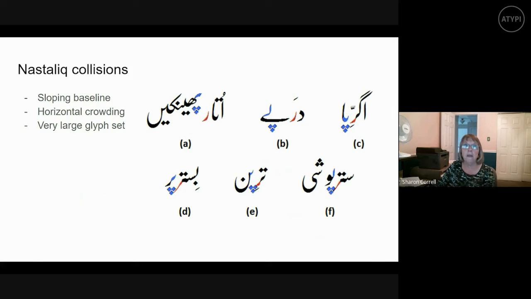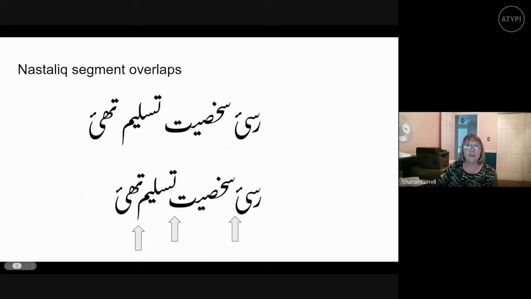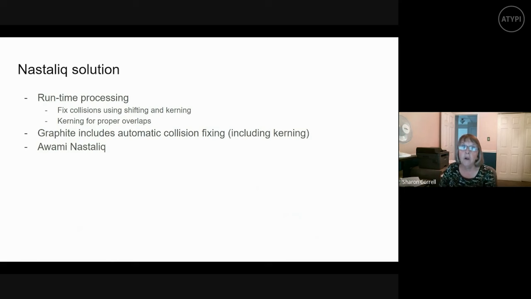Another issue is that properly written Nastaliq allows the diagonal segments to overlap slightly on the vertical axis. Here we see some Nastaliq text where the top uses the standard spacing and the bottom shows what it would look like with slight overlaps between the segments. And the bottom is more authentic looking Nastaliq. So instead of writing a gazillion rules to handle every possible collision, the ideal way to fix them is at runtime, when we know exactly what sequence of glyphs we have. And this is what we added to Graphite.